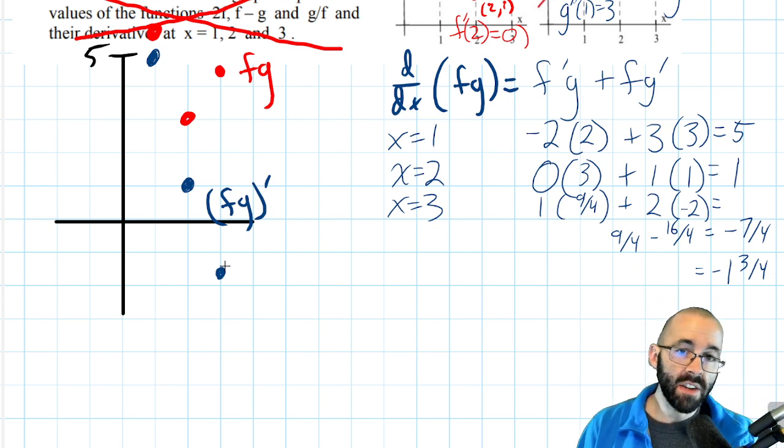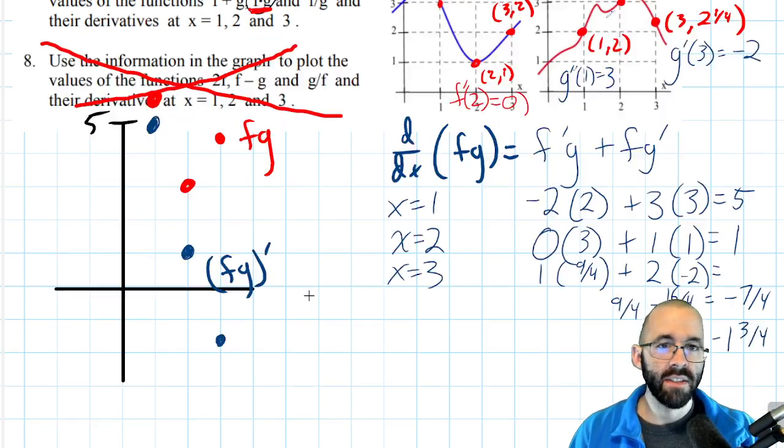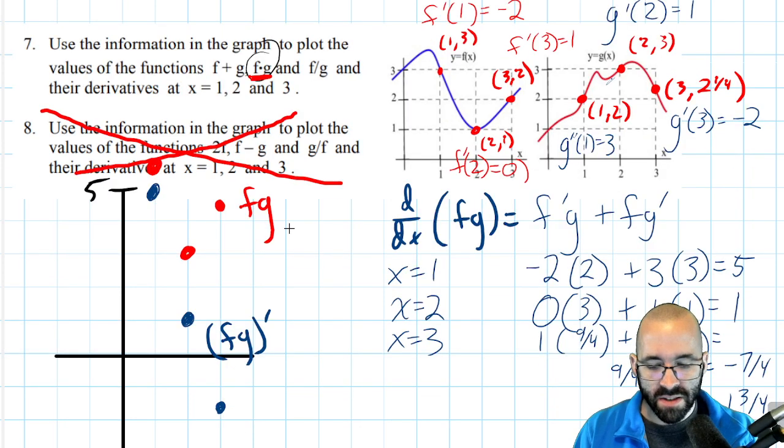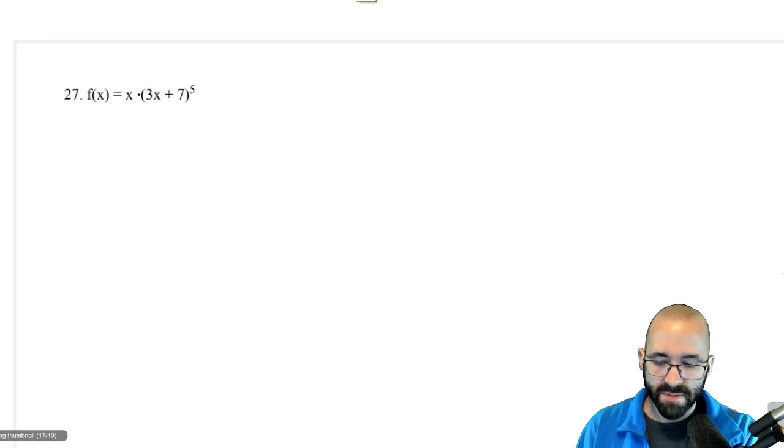So red is the function, blue is its derivative. The actual shape of the function is more complicated here. All right. Let me know if you have any questions about this. We got some more ones.